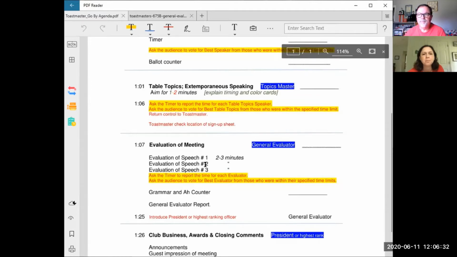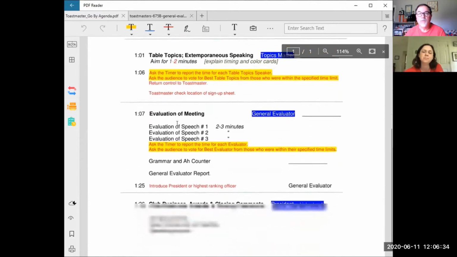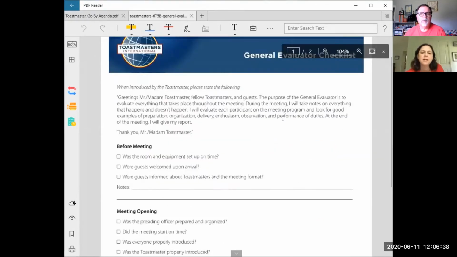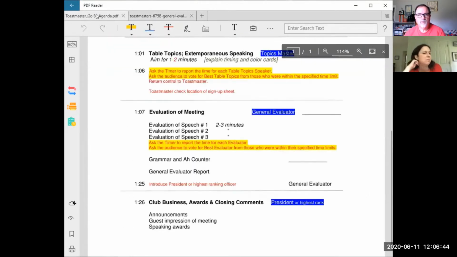That makes sense? Sort of what you've seen before, right? Yeah, I think my only question is, when you get to the evaluation of the meeting where it says 2 to 3 minutes, am I spending 2 to 3 minutes, or the evaluator? What is the 2 to 3 minutes on there? That's a good question. That's the time that each evaluator has, between 2 to 3 minutes.